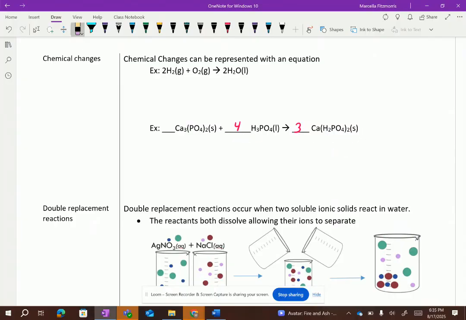Okay. Then I can look at the PO4s. Here there's 4 of them, but here there's another 2 of them. So on this side of the equation, there's a total of 6 PO4s. Over here, there's 2 times 3. 2 times 3 is 6. So we have the same number of PO4s on both sides of the equation. Then I can look at the Ca. I have 3 on this side, 3 on this side, and I have a balanced chemical equation.